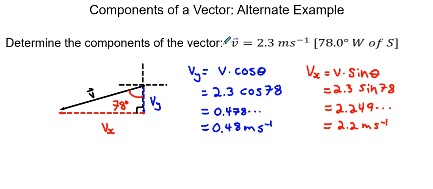So this is breaking this velocity vector into its two parts. It has a y component that represents a velocity of 0.48, approximately meters per second, and an x component that represents 2.2 meters per second. Again, this is a great alternate example illustrating that x doesn't always correspond to cosine. It can correspond to sine, but sine will always correspond to the component vector that is opposite from the angle, whereas cos will always correspond to the component vector that is adjacent to the angle.